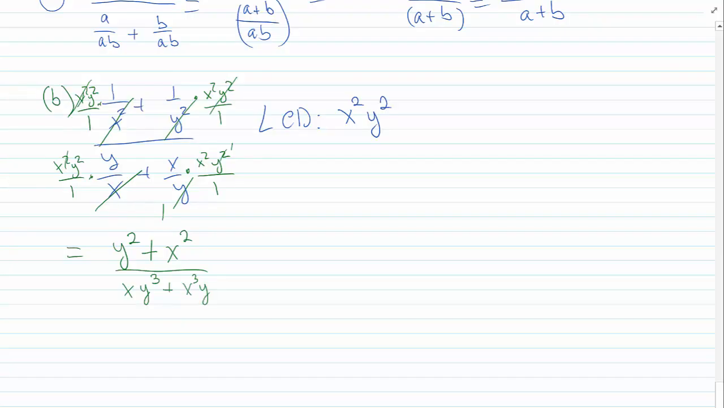All right. And just to make it look nicer, we usually factor. Well, not just to make it look nicer, we also want to make sure that it doesn't have common things that we can cancel. So let's check it out. Does the denominator have a GCF?